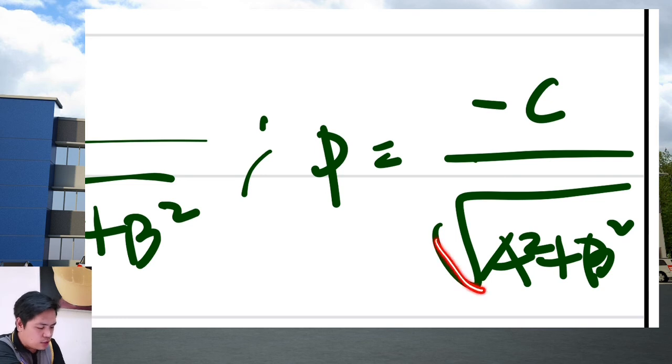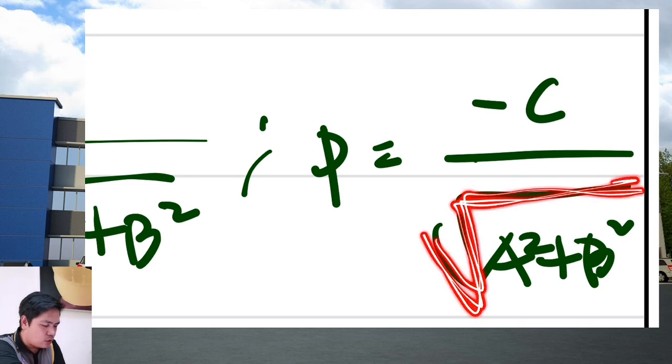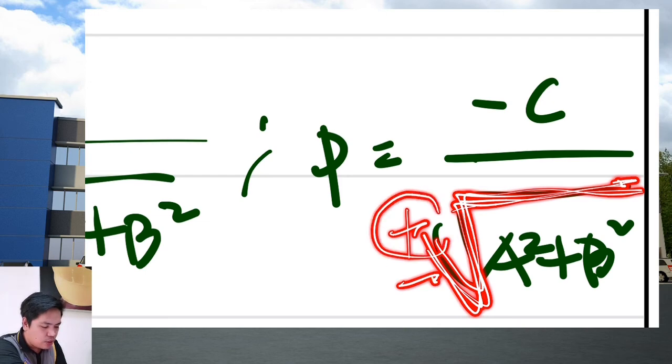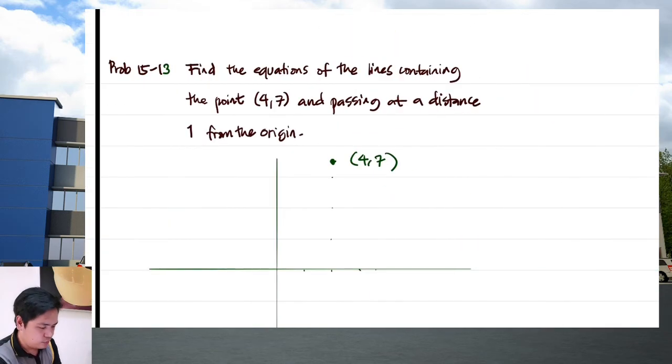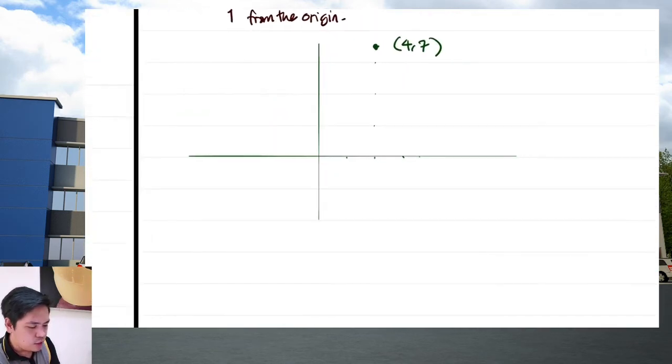So, this will yield two answers here because we take the square root. It would be positive and negative. So, it depends on the position or the location of the line whether we use the positive value or the negative value. Anyway, let's take a look at this.